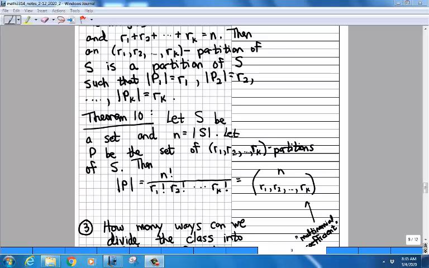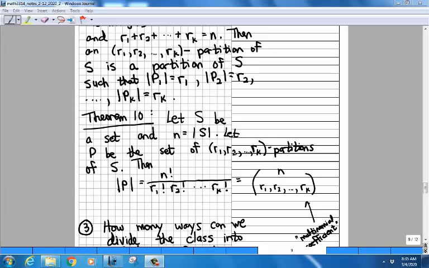Does that say multinomial? Multinomial coefficient, right? Okay. So here's how you count the number of those partitions. It's a very simple formula. You just take the size of the set, factorial, and then divide it by the product of the factorials of the sizes of each of the partitions. So this is really the combination formula. This is really the same as the combination formula.